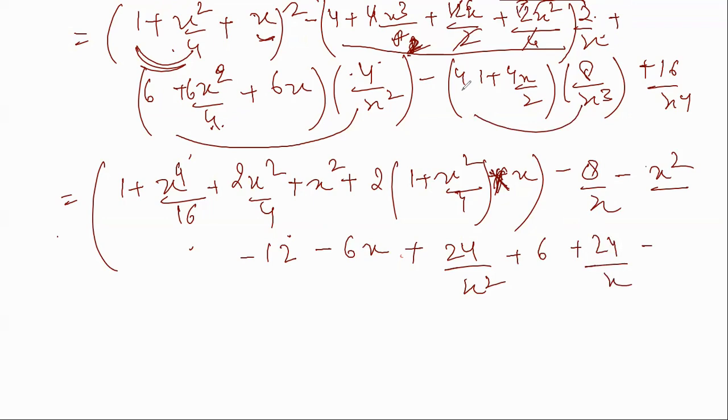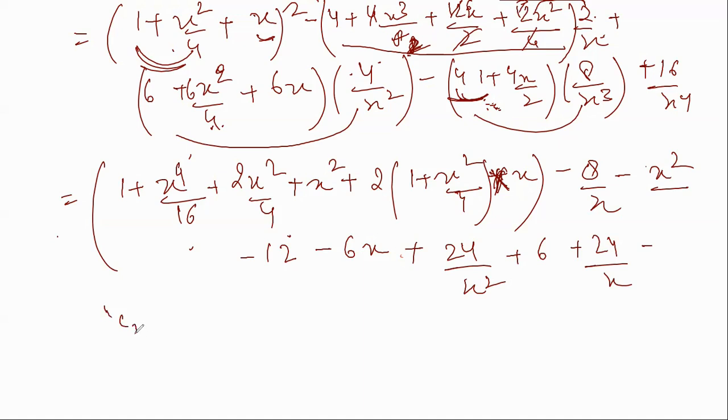So 4, wait a minute. What is this? Okay, what have I done? Something is missing now. Wait, something is missing here. What is that? This is the last term, na?